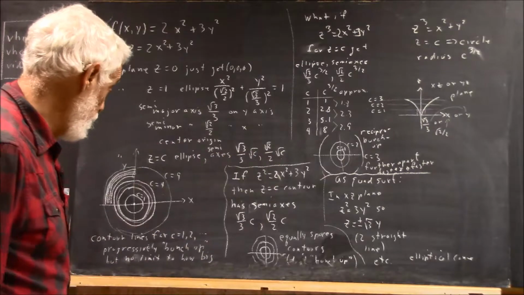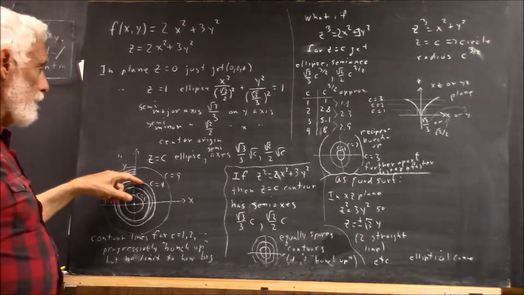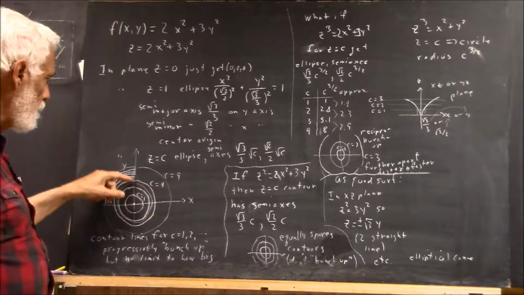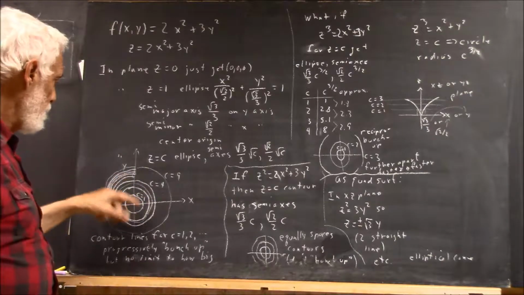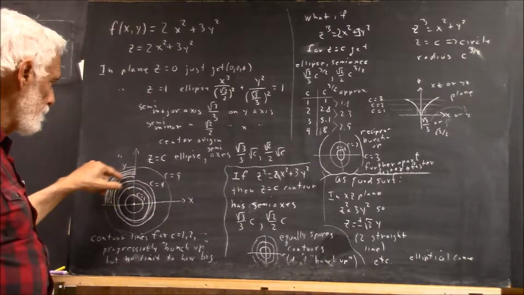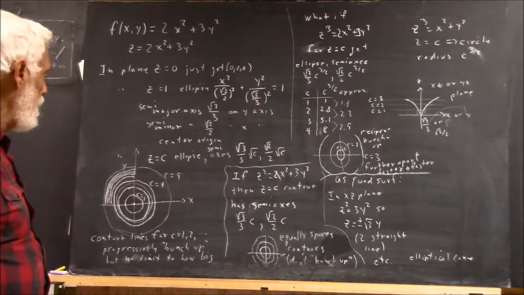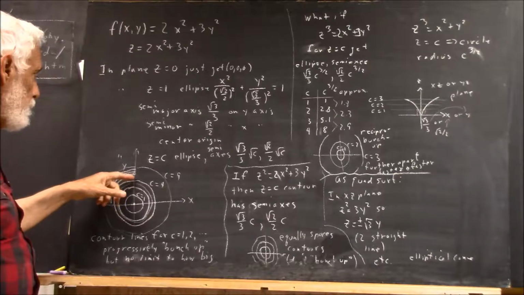because of the square root of c thing here. By the time we get out to c equals 4, the semi-axes are twice as big as they were for c equals 1. So at c equals 4, we get this. C equals 2 and 3, we're in between here. And these distances are actually decreasing.